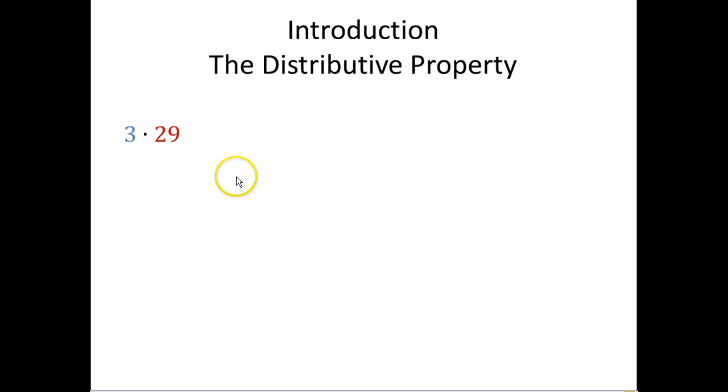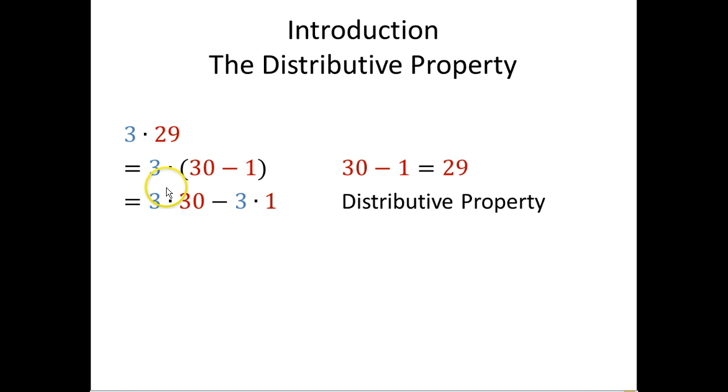I could do the same thing with this problem here, 3 times 29. That's difficult to do in your head once again, but if you rewrite it in an equivalent form of 3 times 30 minus 1, I could use the distributive property once again. Distributing the 3 inside, I get 3 times 30 minus 3 times 1. Well, 3 times 30 is easy, that's 90, minus 3 times 1, that's easy, that's 3. So I get 90 minus 3, which is 87.